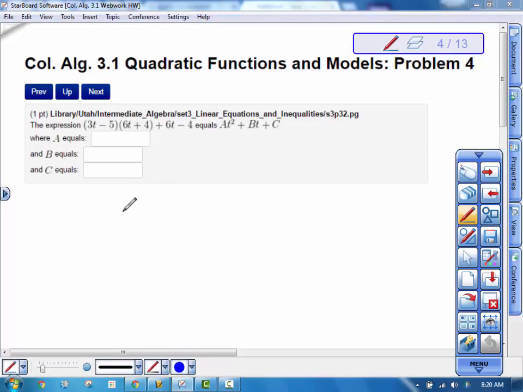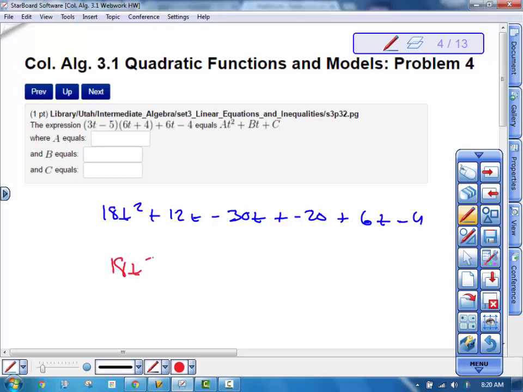All right, next problem is just a simple simplification problem. Boil it out. You get 18t squared plus 12t minus 30t plus negative 20 plus 6t minus 4. And when you add like terms together, you get 18t squared. Now I'm going to add the t's together. 12 minus 30 is a negative 18, plus 6 is a negative 12t. And then I have some numbers, so negative 20 and negative 4 make negative 24. So we can enter in A, B, and C now.